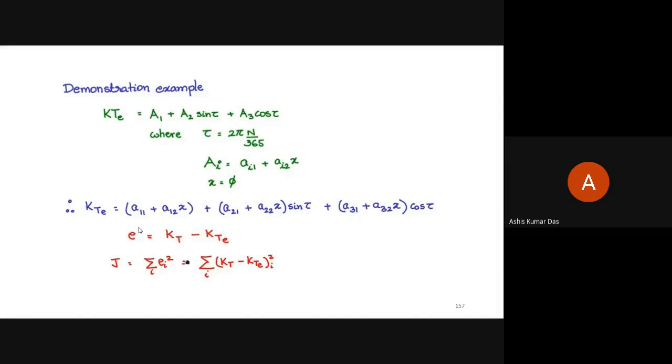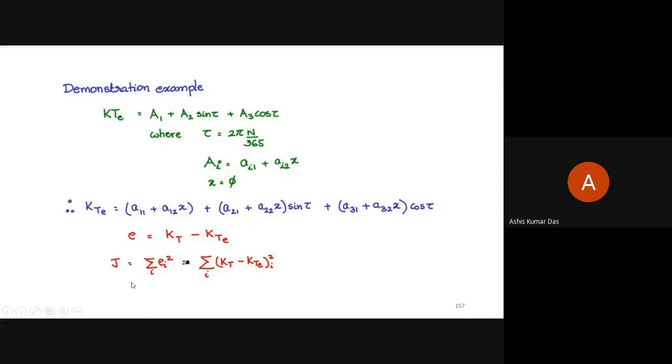This error square, we have to get the error square that should be minimum. And this is a very important term. If we find the error square, this is called the square of that error, and it is called the minimum square error.